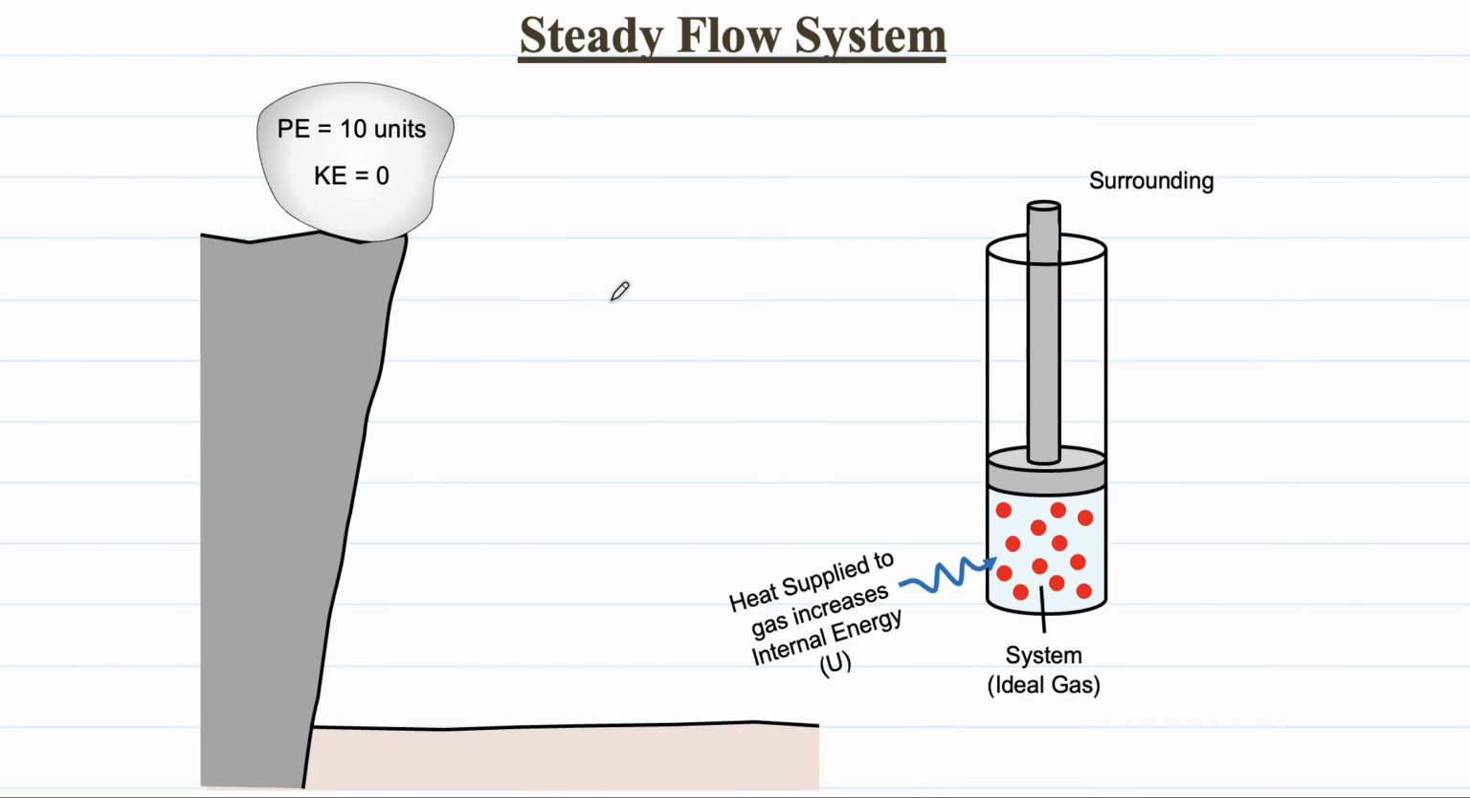Before understanding the different forms of energy involved in a steady flow process, let's try to understand the different forms of energy. Generally when we talk about energy, we have two types: one is stored energy, the other one is energy that is in transit. Stored energy is the energy that is contained within the system boundaries. For example, we have potential energy and kinetic energy of a system.